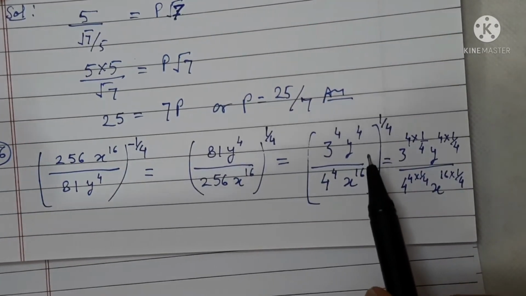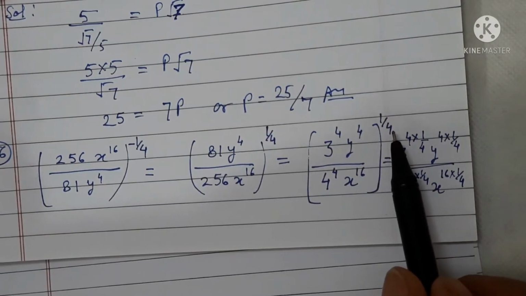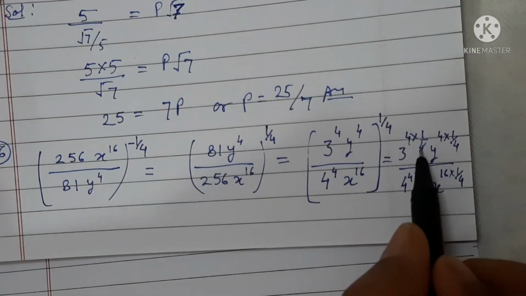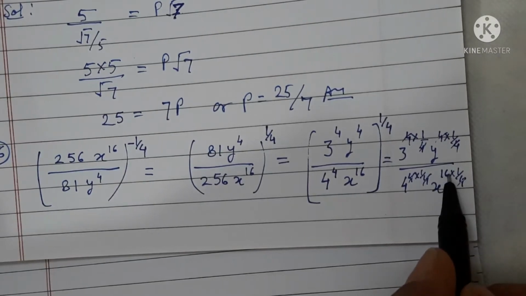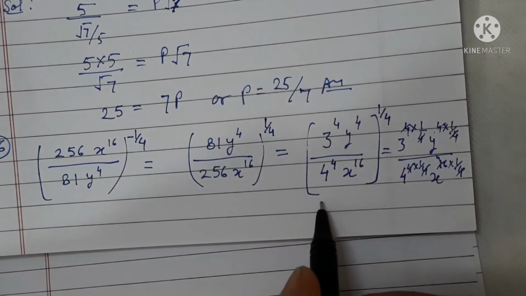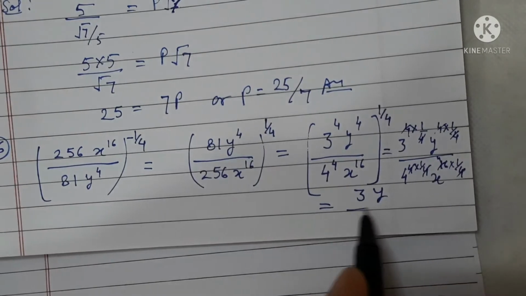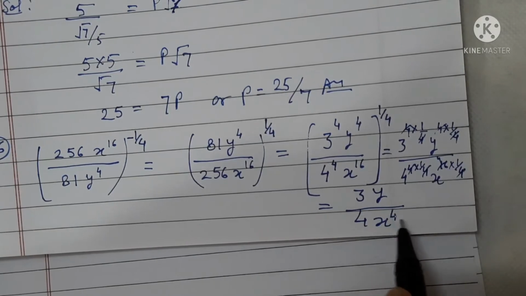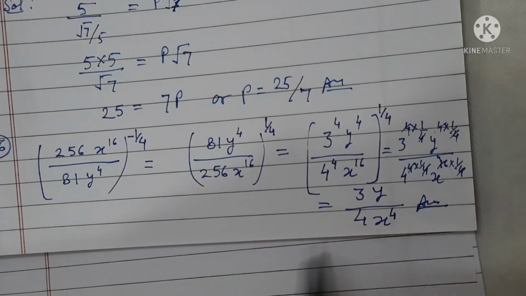Use the exponent law, a to the power of m whole to the power of n, so a to the power of mn. Now this power will cancel: 4 1 the 4, 4 1 the 4, and x having the power 4, 4 1 the 4, 4 4 the 16. So what will be the answer? Here only 3, y upon 4 and x to the power of 4. This is our option. So option B is correct.